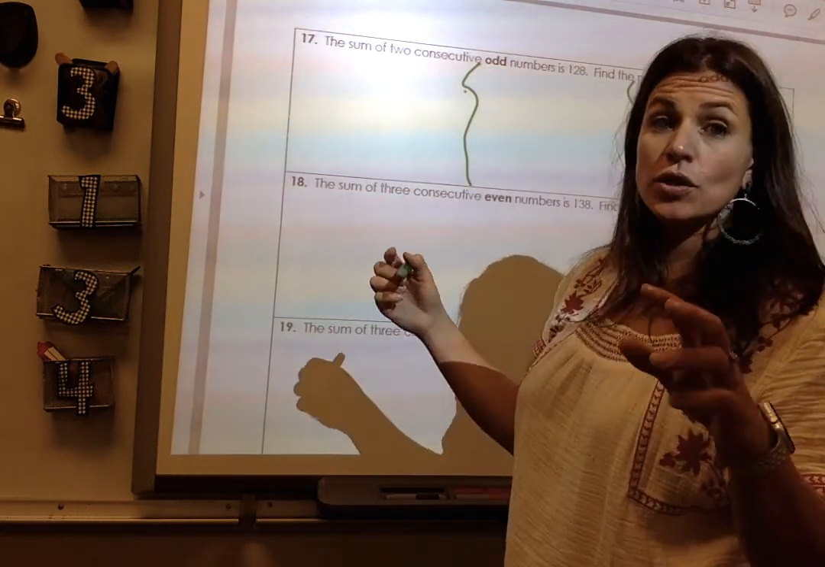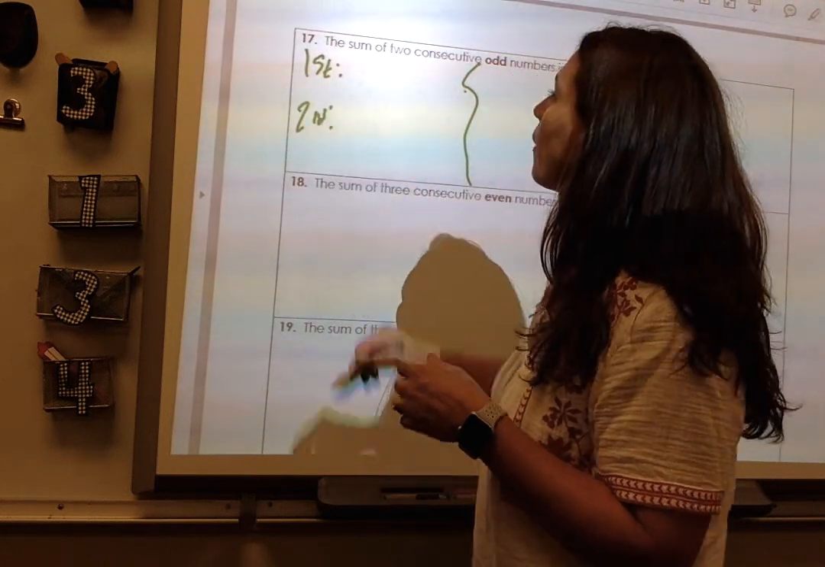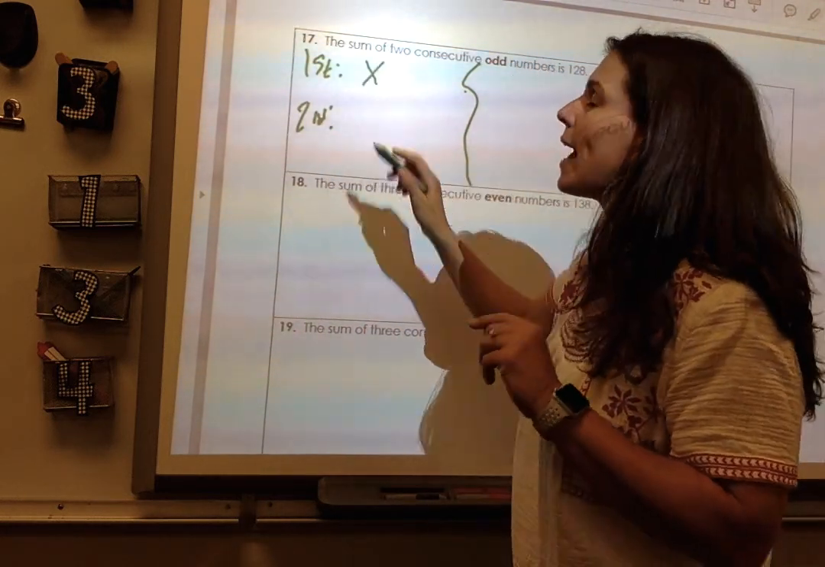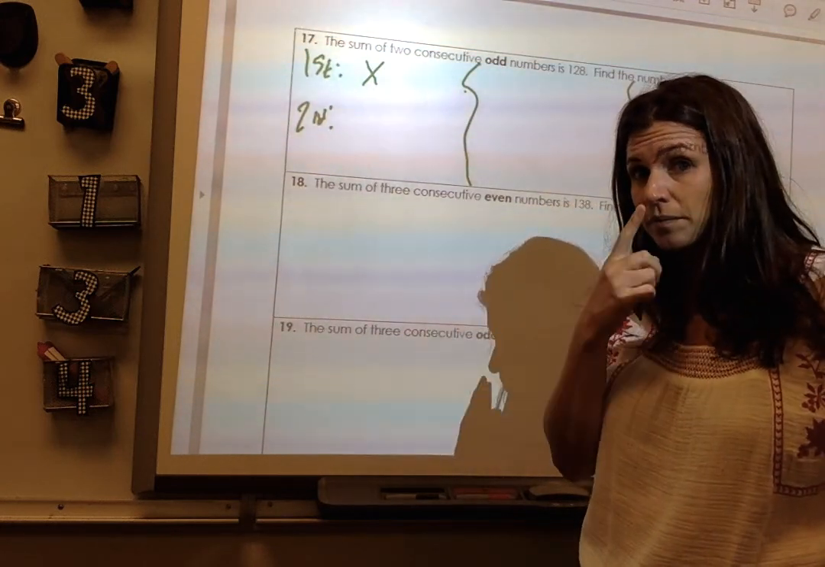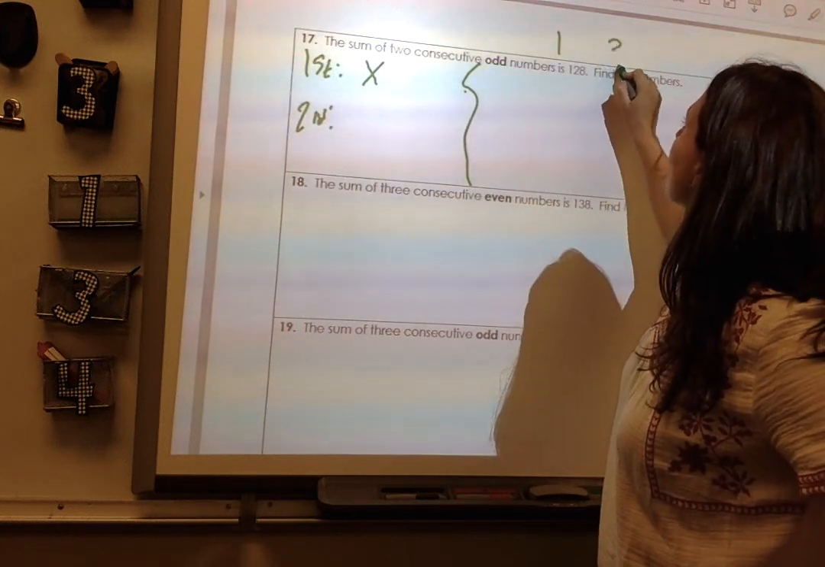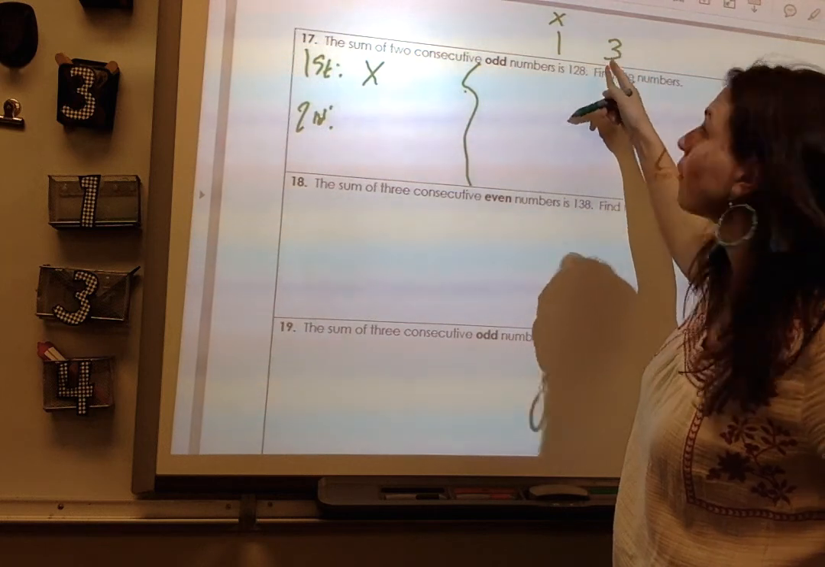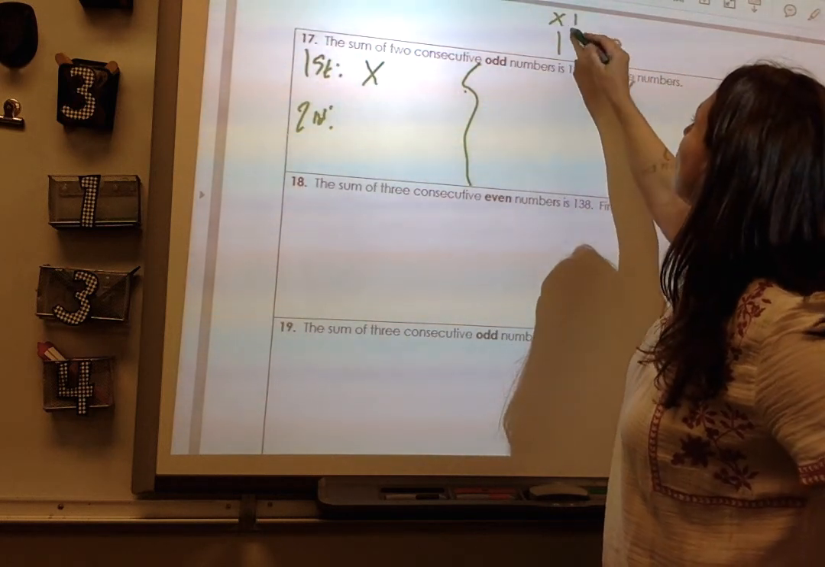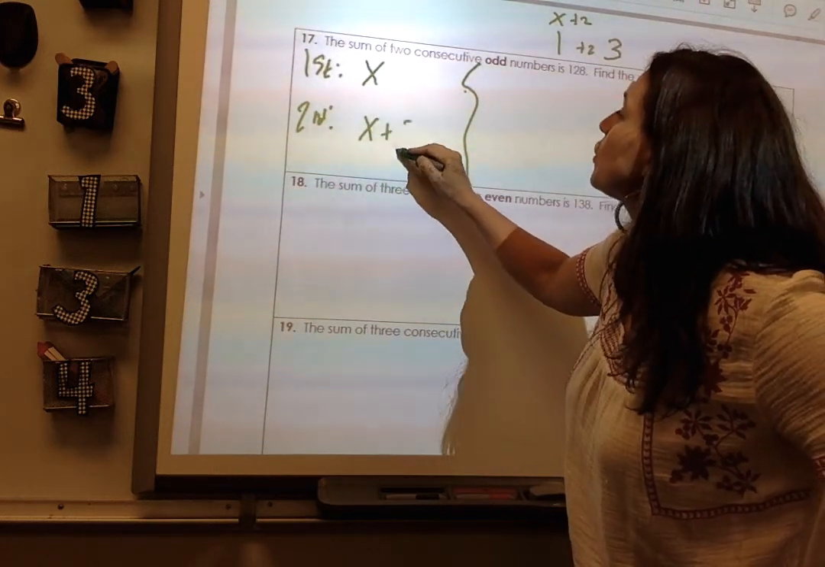Okay, I know I'm dealing with two consecutive odd numbers, so I still have a first number and a second number. I just don't know what they are. So if the first one is x, what is my second one? It's odd. But think about this. If you went from 1 to 3, and this is x, how do you get from 1 to 3? What's your pattern here? You're adding 2. So you're still adding 2, x plus 2.